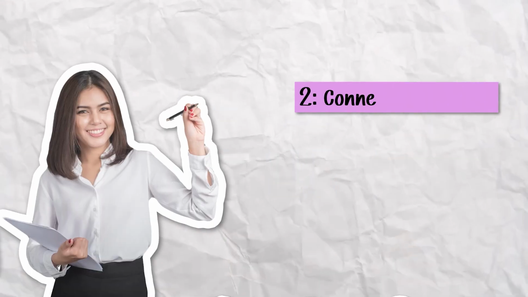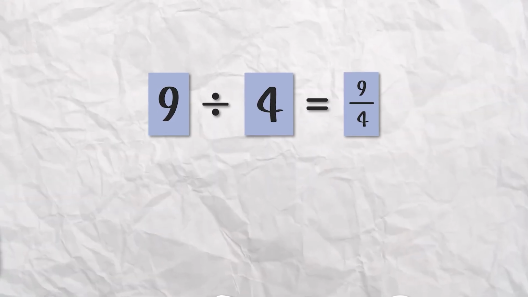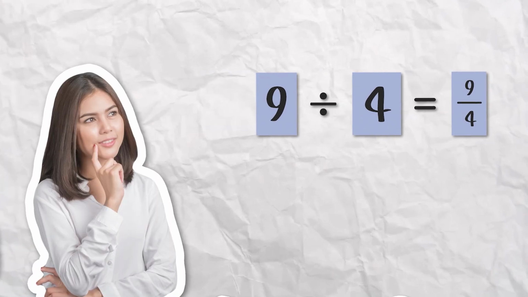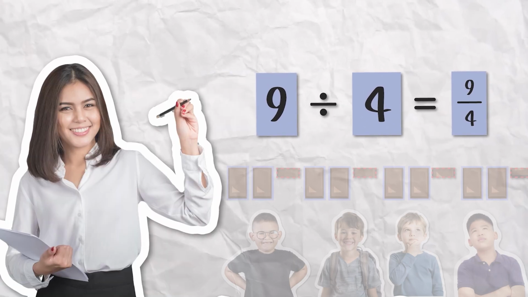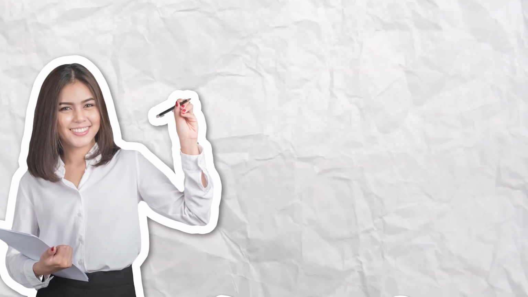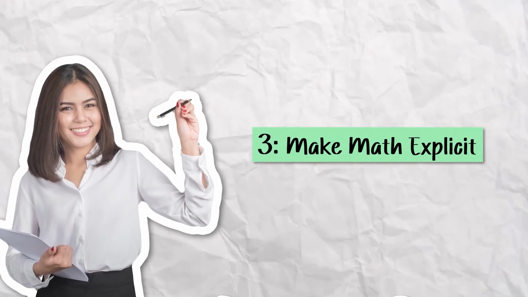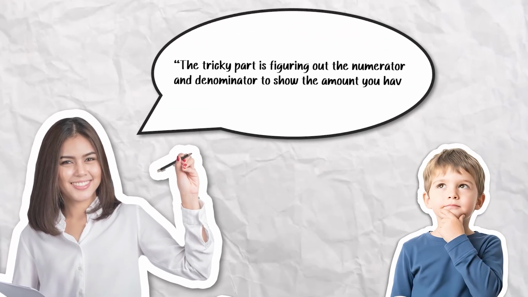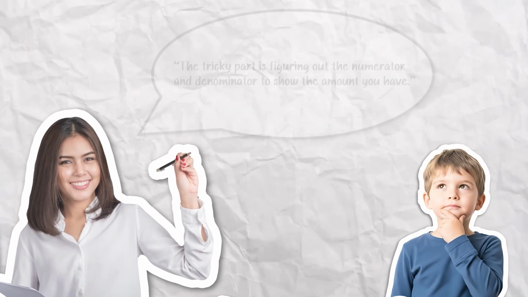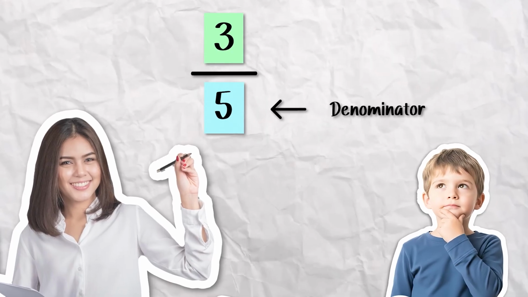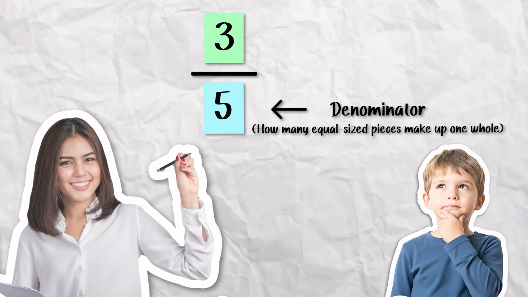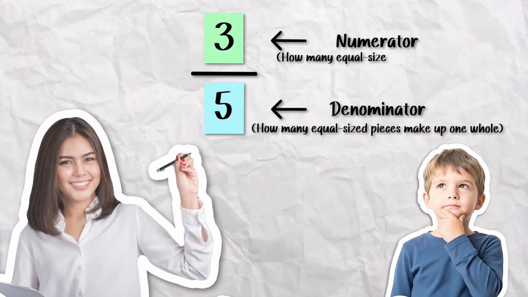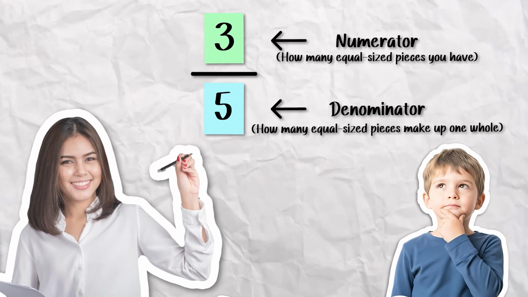Strategy number 2, connect to division. Fractions grow naturally from whole number division. You don't need to emphasize the division right away, but anchor their thinking in what they already know. Strategy number 3, make the math explicit. The tricky part is coordinating two quantities, the numerator and denominator, to show a single amount. Reinforce that the denominator is how many equal-sized pieces make up one whole, and the numerator is how many of those equal-sized pieces you have.